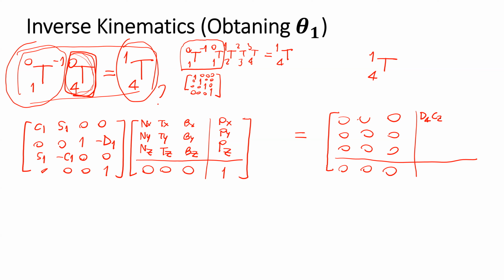multiplied by C2, C3, subtract by D4, S2, S3, plus L2, C2, D4, S2, C3, plus D4, C2, S3, plus L2, S2. And 0 and 1.